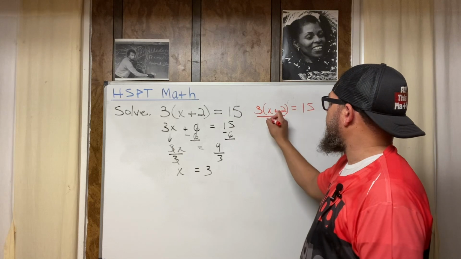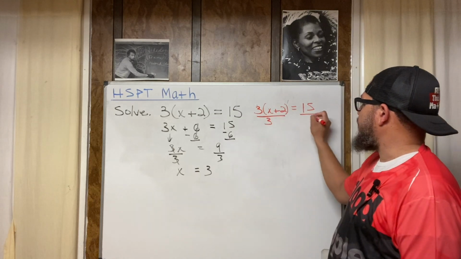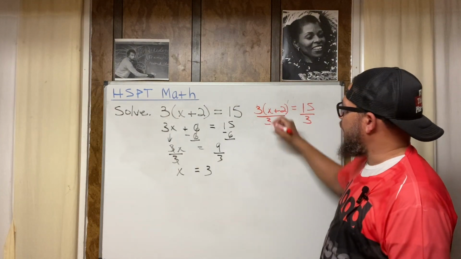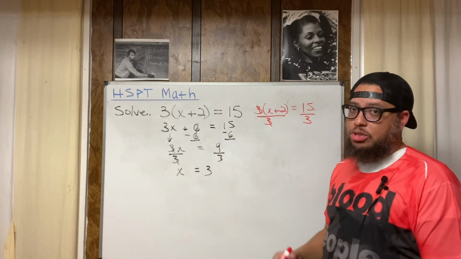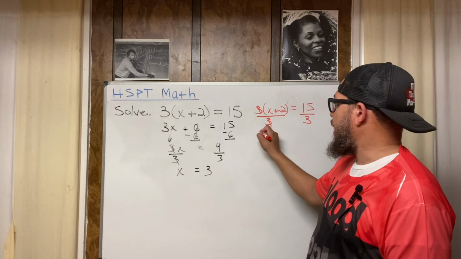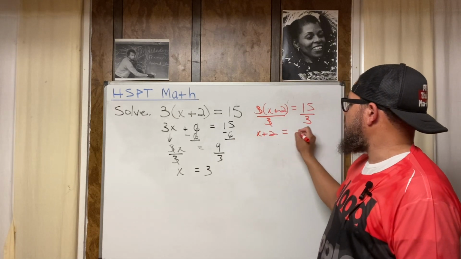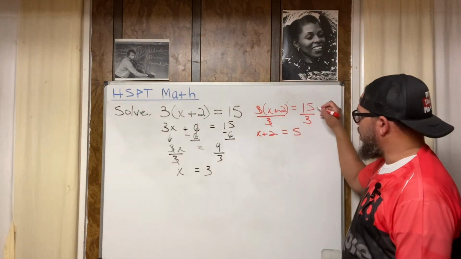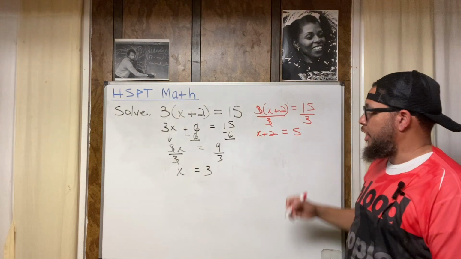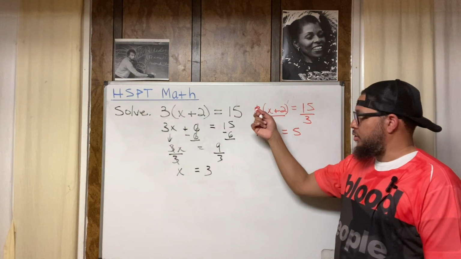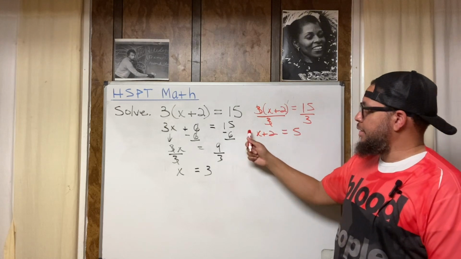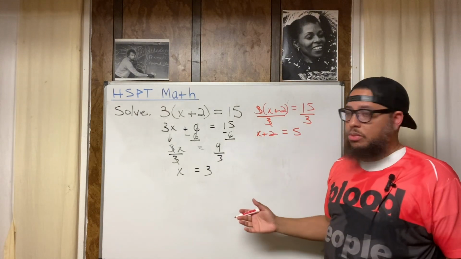So I do this. I divide by 3 on the left side. I divide by 3 on the right-hand side. 3 divided by 3 is 1. And now I have 1 times the quantity of x plus 2. So now I got x plus 2 is equal to 5. Where did 5 come from? Oh, 15 divided by 3 is 5. That's where the 5 came from. What happened to the 3? Oh, I divided by 3 right here because 3 divided by 3 is 1. And 1 times x plus 2 is just x plus 2, right?